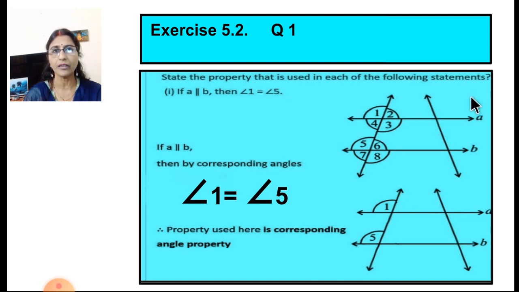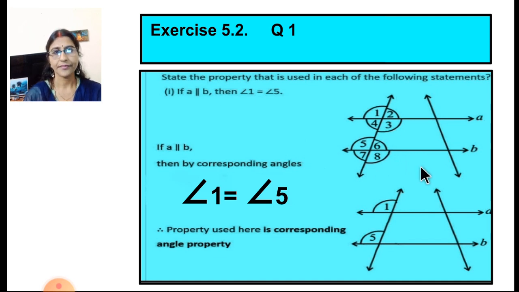Open your book. When I am discussing all these exercise questions, please open your book and see the question. And the question is, if A is parallel to B, then angle 1 is equal to angle 5. So now here, how will you write? This is the figure given. You will draw the figure also in your notebook when you are solving. When you are writing the solution, you have to draw the figure, because if you draw the figure, you will understand better.